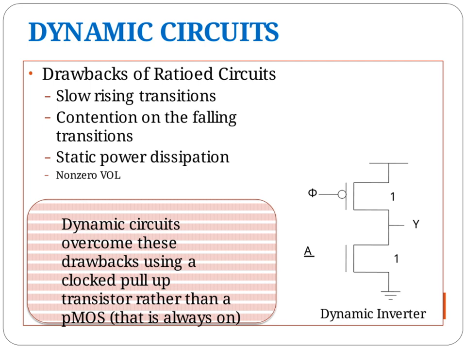Dynamic circuits help to address these problems by using a clocked pull-up transistor instead of a PMOS transistor that's always on. This clocked approach controls when the transistor is active, reducing power consumption and improving transition speeds.